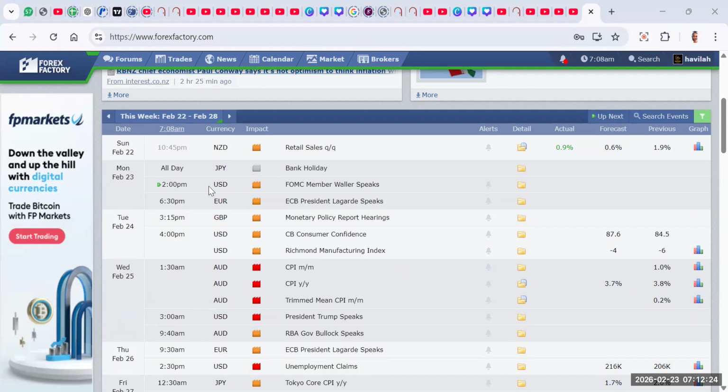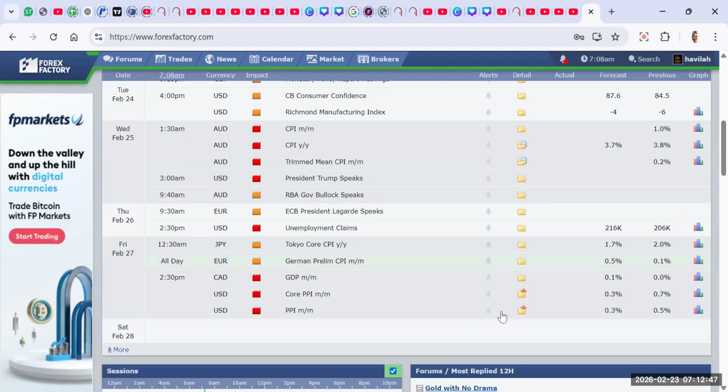All right, so today, Monday, we have a JPY bank holiday. In Japan, there's a bank holiday today. And we have medium impact fundamental activity today, so we really don't expect much volatility from the majority of them.